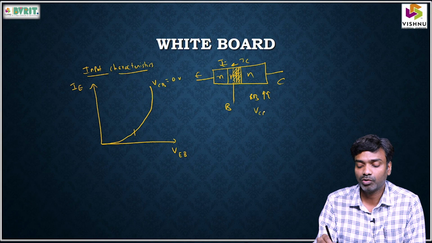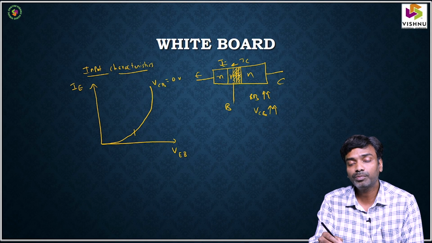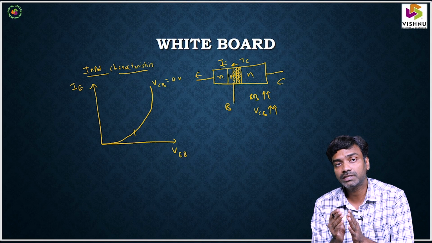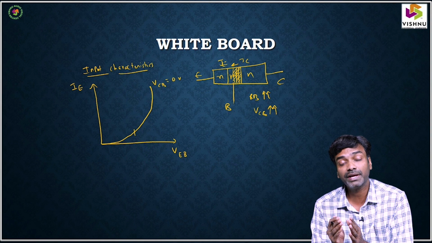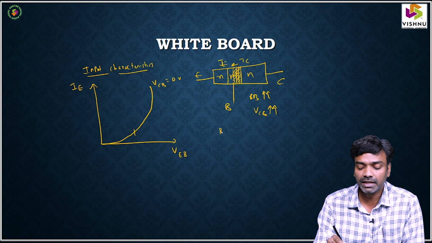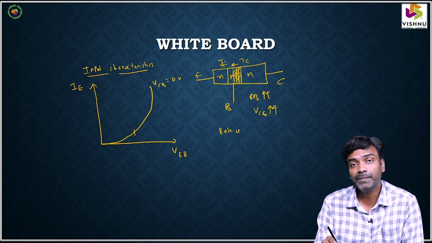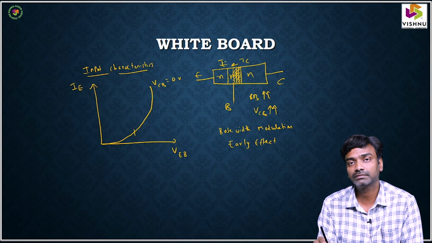When we increase this output voltage VCB, we can see that the output collector junction depletion region width will increase, and it tries to penetrate towards the base region because the base is lightly doped. And this will result in a change in base width. The change in base width is termed base width modulation, and this was found by Early, and hence it is also called Early effect.